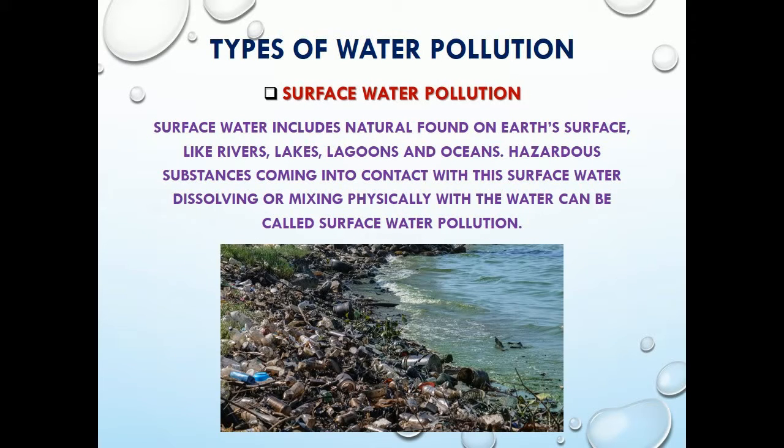Surface water pollution. Surface water includes water found on Earth's surface, like rivers, lakes, lagoons and oceans. Hazardous substances coming into contact with this surface water, dissolving or mixing physically with the water, can be called surface water pollution.